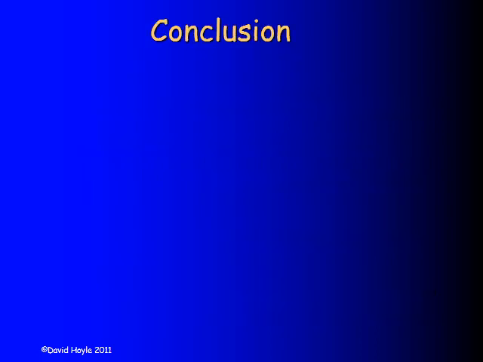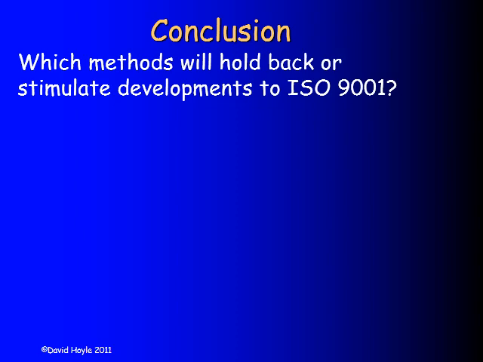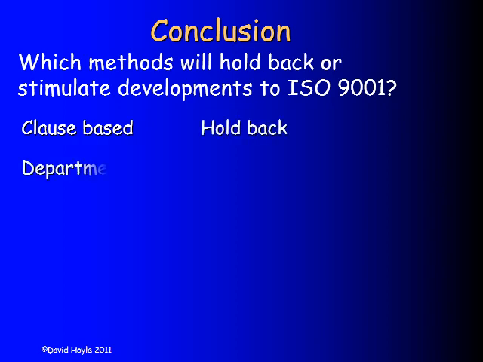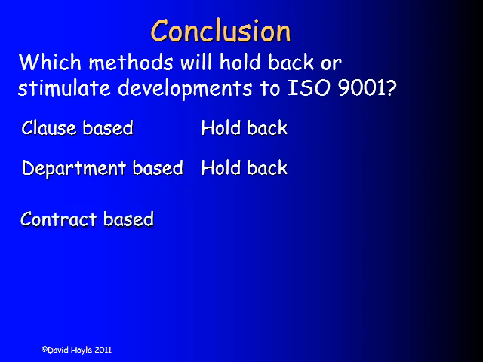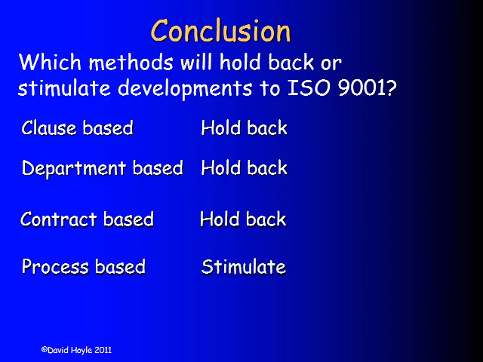So in conclusion, which methods will hold back or stimulate development of ISO 9001? The clause-based, hold back. Department-based, will that hold it back? I suspect so. Contract-based, it will hold it back. Process-based, maybe stimulate. On the behaviour-based approach, that will stimulate development of ISO 9001.